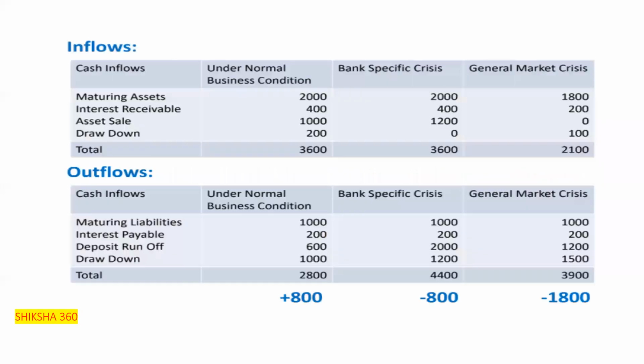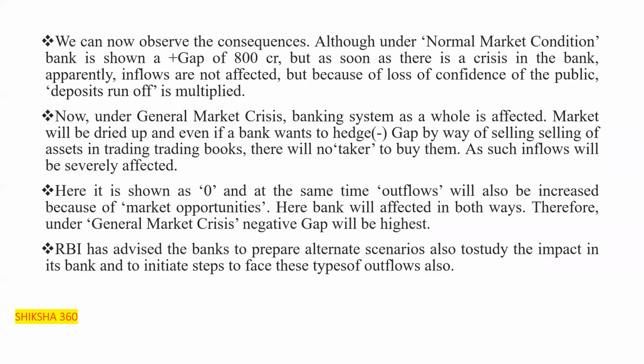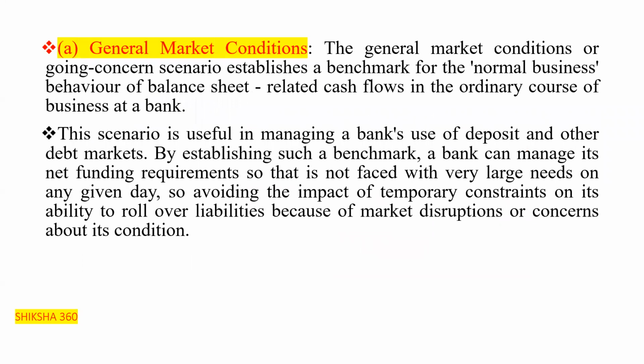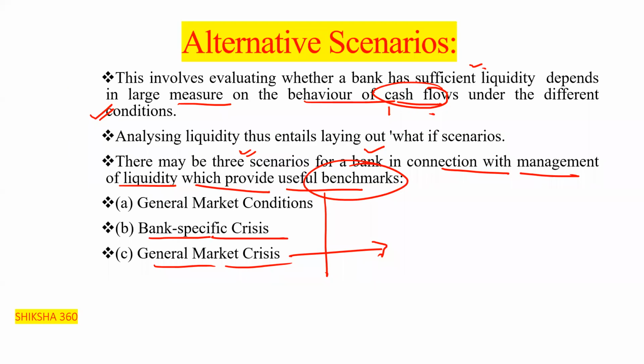So in the next session, we have to discuss this diagram. Along with that, we have to understand all these three scenarios: general market conditions, bank specific crisis, and the general market crisis. All these things we will discuss in the next session.